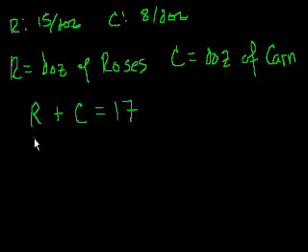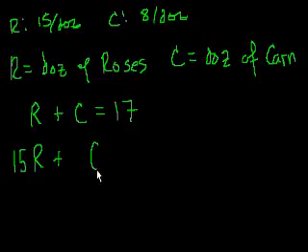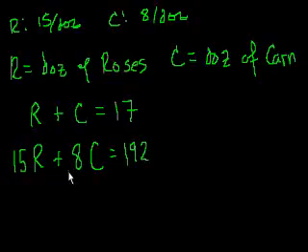So how do we figure out how much money she spent? If she bought R dozens of roses, how much did she spend on roses? Well, each dozen of roses is $15, so she spent 15 times the number of dozens. How much did she spend on carnations? Well, she bought C dozens of carnations. Each dozen was $8. So her total amount of money she spent was the amount she spent on roses plus the amount she spent on carnations, and that is equal to 192. Now we have two linear equations and two unknowns. We can just solve them.